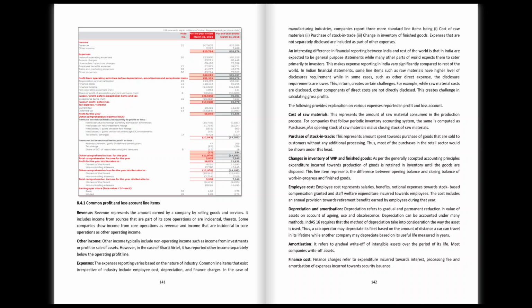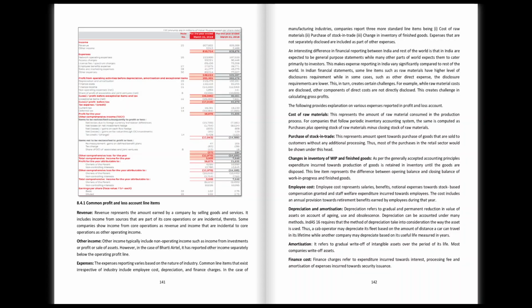Depreciation. Depreciation refers to a gradual and permanent reduction in the value of assets on account of aging, use, and obsolescence. Depreciation can be accounted under many methods. IND-AS 16 requires that the method of depreciation take into consideration the way the asset is used. Thus, a cab operator may depreciate its fleet based on the amount of distance a car can travel in its lifetime, while another company may depreciate based on its useful life measured in years.